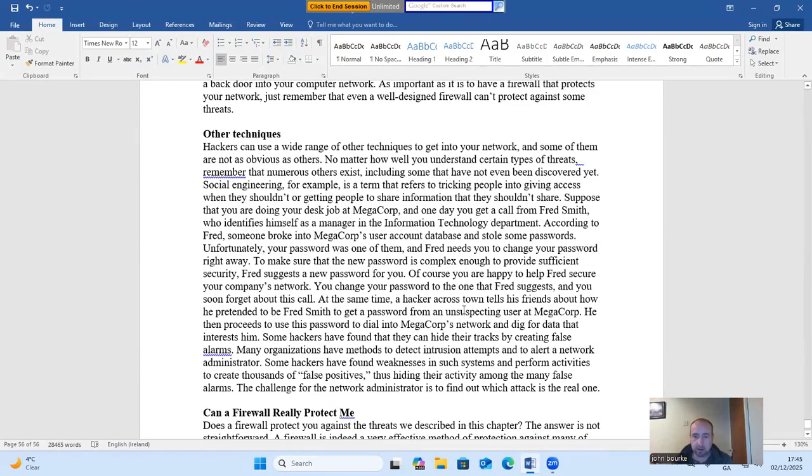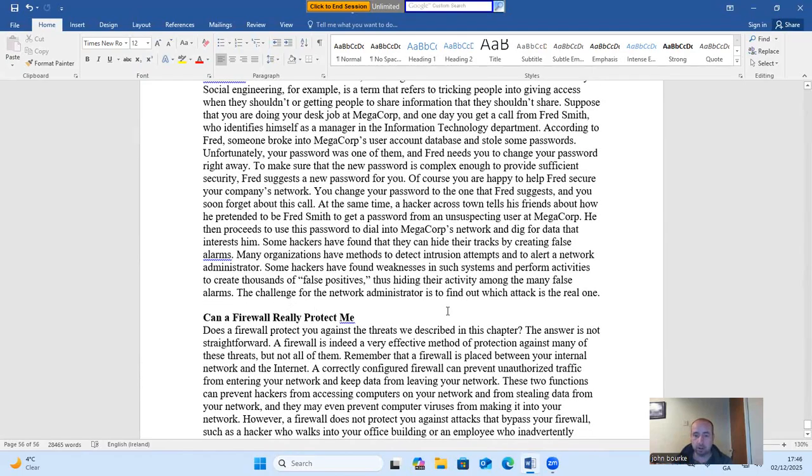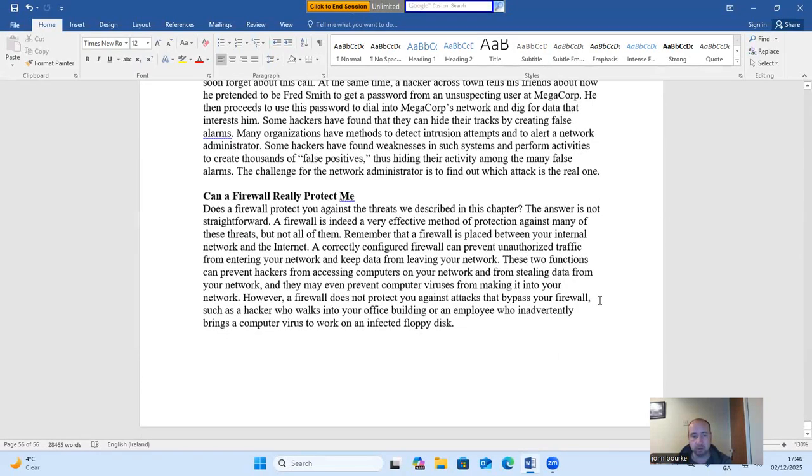At the same time, a hacker across town tells his friends about how he pretended to be Fred Smith to get a password from an unsuspecting user at Megacorp. He then proceeds to use this password to dial into Megacorp's network and dig for data that interests him. Some hackers have found that they can hide their tracks by creating false alarms. Many organizations have methods to detect intrusion attempts and to alert a network administrator. Some hackers have found weaknesses in such systems and perform activities to create thousands of false positives, thus hiding their activity among the many false alarms. The challenge for the network administrator is to find out which attack is the real one.